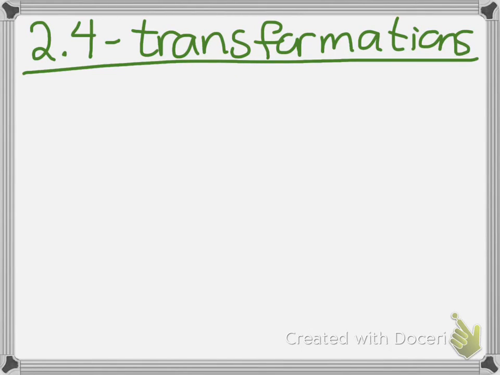Okay, so the rest of 2.4 is all about transformations. What these are doing is picking up a graph, moving it up, down, left, right, shrinking it, stretching it, flipping it around, left and right, up and down. So that's what we're doing. It's all about graphing. So the transformations are all about graphing.